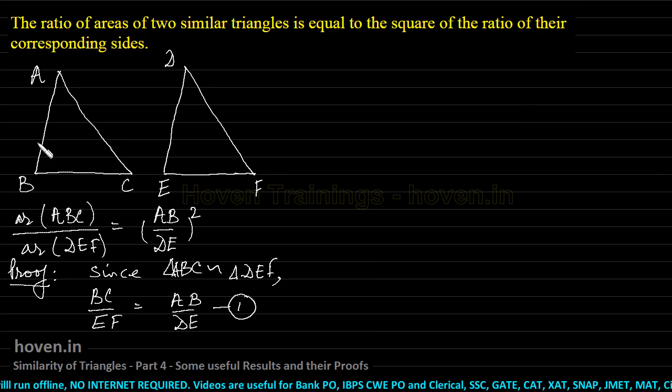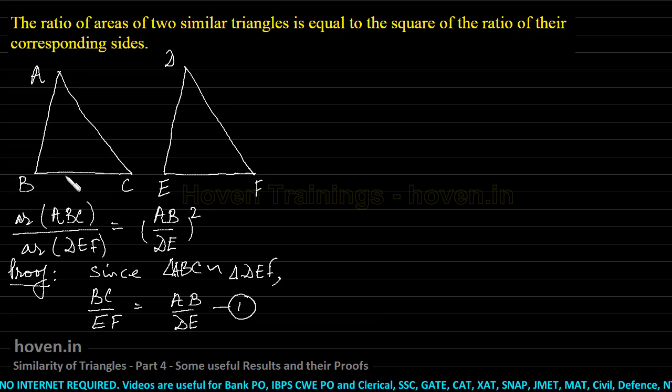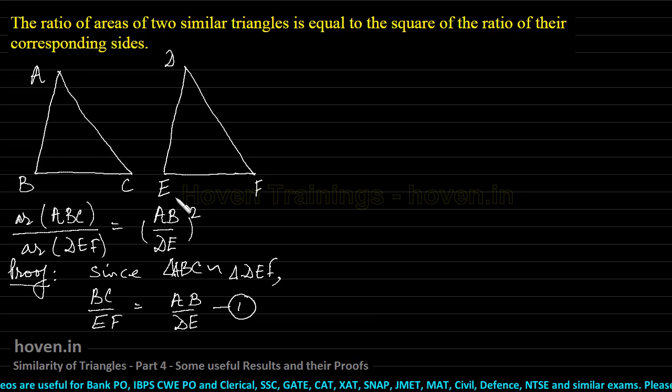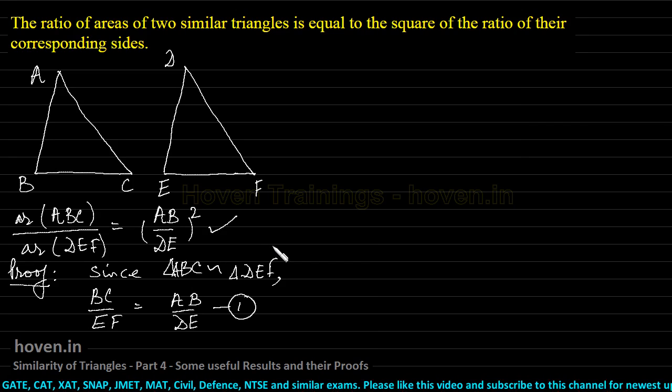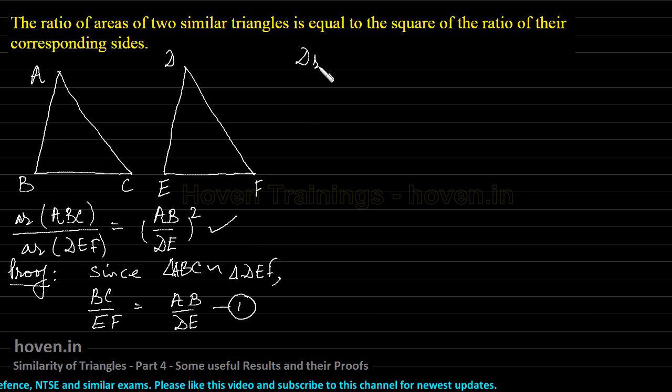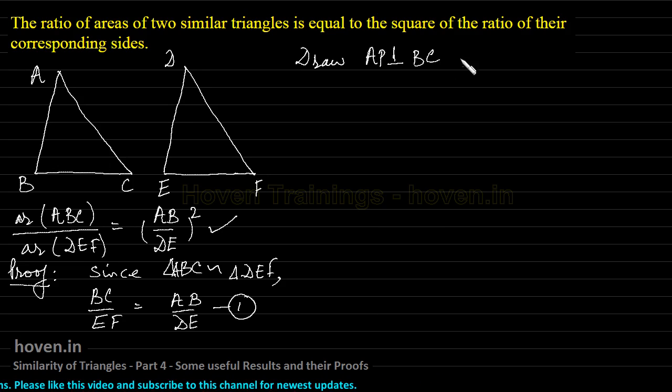Because I know the area of a triangle is half of base into height. So base is included, so that is why BC and EF have been taken in the picture. And one of the sides has been taken into the picture because AB and DE are involved in the final result that has to be proved, this one. Since the area is dependent on the height, so let us draw AP perpendicular to BC and DQ perpendicular to EF.